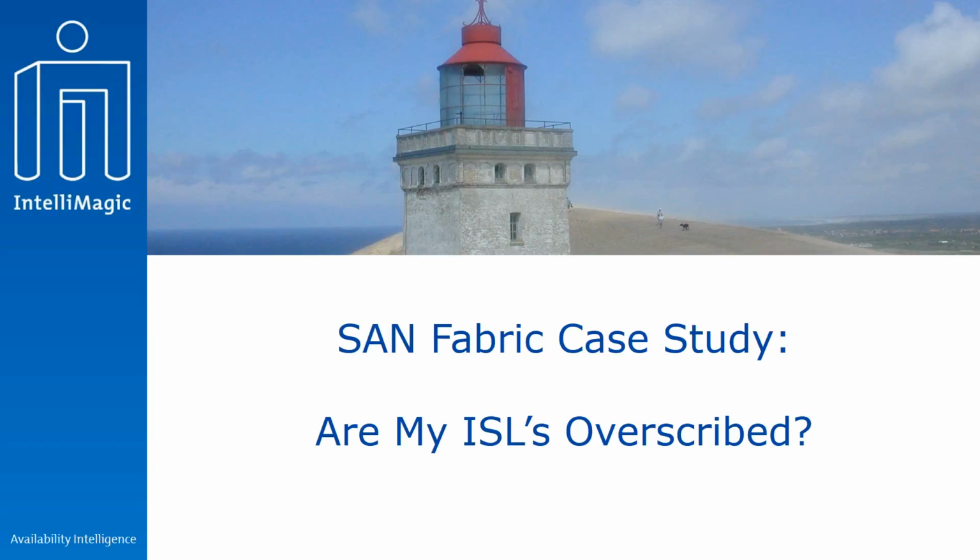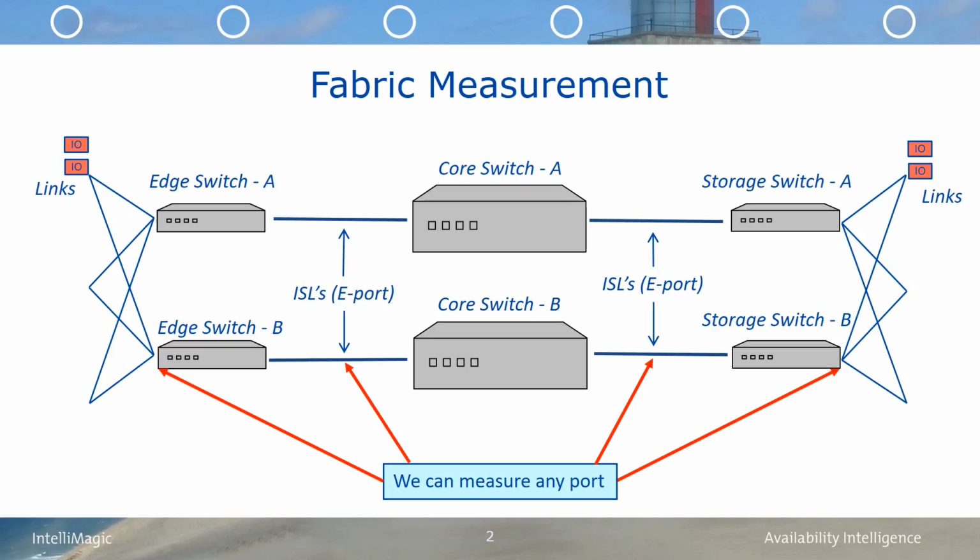Today I'm going to demonstrate how you can leverage IntelliMagic Vision to identify fabric bottlenecks. This real-world case study shows how adding additional ISLs can spread out the load and reduce the utilization on your fabric. The SAN fabric is the collection of switches and sometimes routers that connects hosts to storage systems over a fiber channel network. Currently, 8 GB per second is the standard host interface speed, although we are seeing storage connections and switch connections running 16 GB per second.